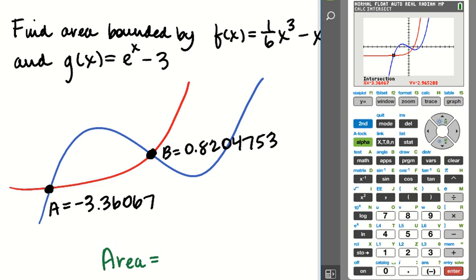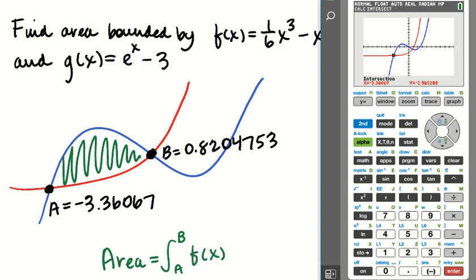And so I'm going to set up the integral. This area between the two curves, which I'm shading in green here, is going to be given by the integral from A to B of f of x minus g of x. F of x is the blue one. It's on top. Always top minus bottom, not just f minus g.